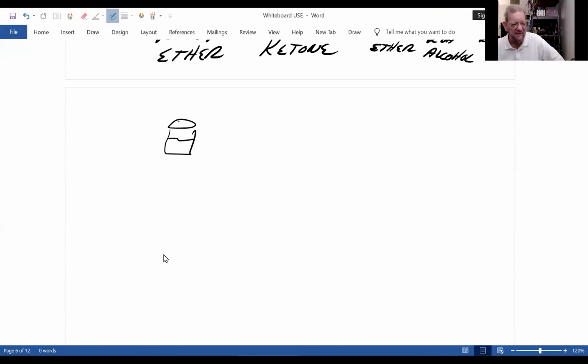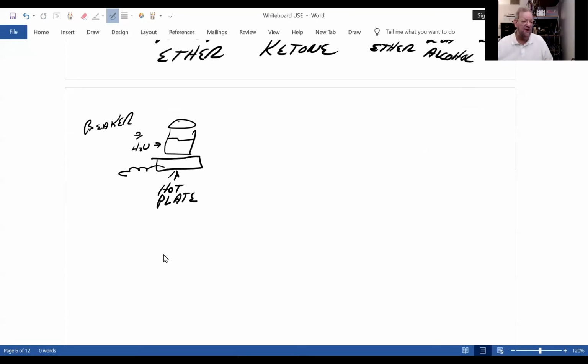That's a beaker. And for now, let's just have water in there. And underneath, I have a hot plate. In an organic lab, you never use an open flame. And a hot plate is just a way to introduce heat to the water. And after a while, you'd see bubbles in here.